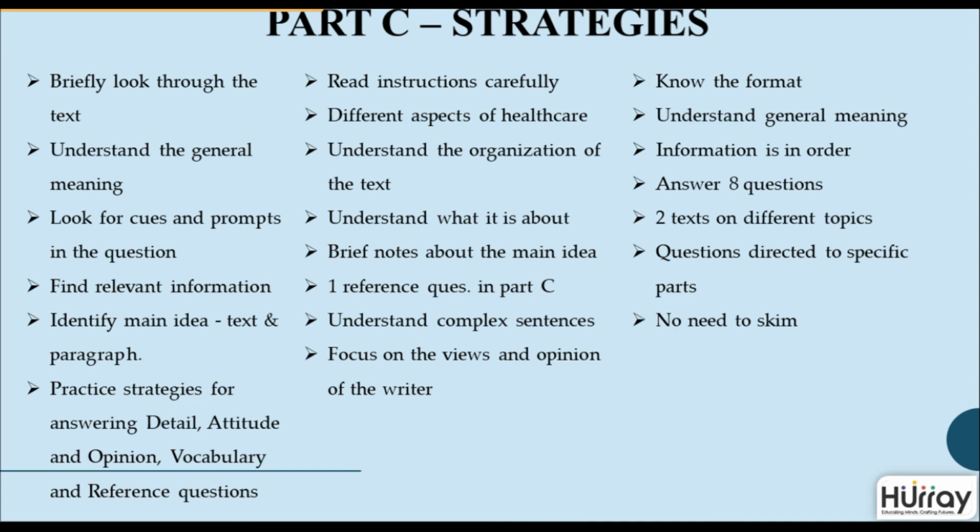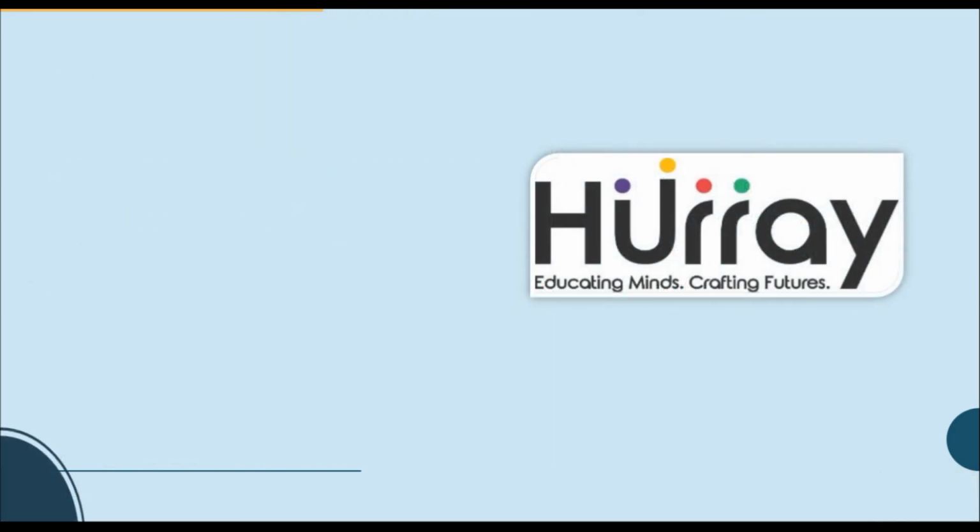Know the format of this part. Understand the general meaning of the text. The information is in order. You will have to answer 8 questions from each text. Both the texts are on different topics. They are not related to each other. Questions are directed to specific parts here, and there is no need to skim.